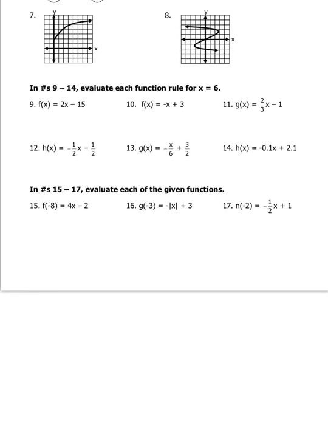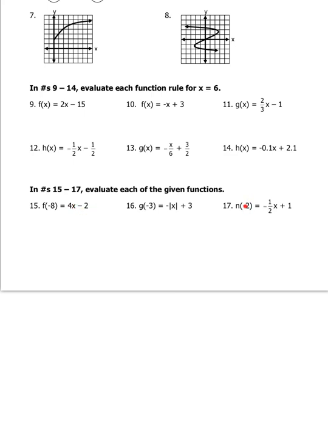Finally, I would like you to plug in the values listed for 9 through 17. For 9 through 14, you're going to solve each of these ones as if x was 6. So you're going to put g of 6 equals 2/3 times 6 minus 1. And then for down here, you're plugging in, looks like 15, you're going to plug in -8 for x. So 4 times -8 minus 2. That's all I want to know. What is 4 times -8 minus 2?